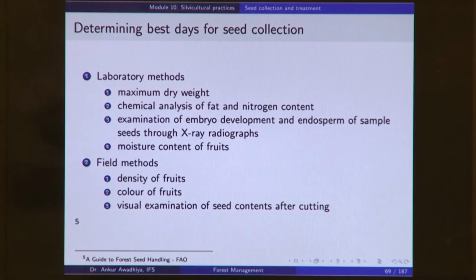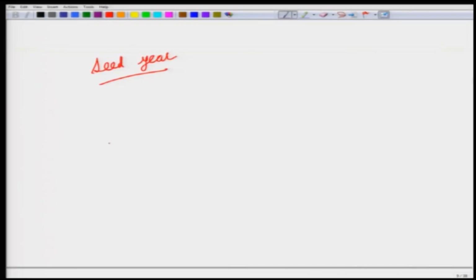So, how do you determine the best days for seed collection? There are two methods. The first one is the laboratory method and the second one is the field method. Now, in the case of the laboratory method, you can look at the maximum dry weight of the seeds. In this case, when you look at the growth of a seed, it will start from a small size and then typically it will reach a maximum size at maturity.